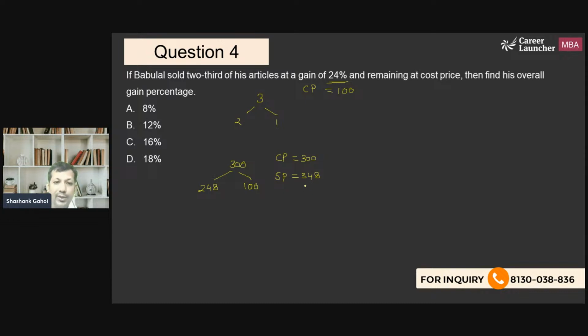Is he getting any profit? Yes. How much? 48. What is the cost? 300, into 100. That's it. So the profit percent is 16%. So this is one of the approaches to solve this question. Is there any alternate approach? Yes. If you are very comfortable with one specific topic, that is mixtures and alligations, you can solve this question by taking that approach.